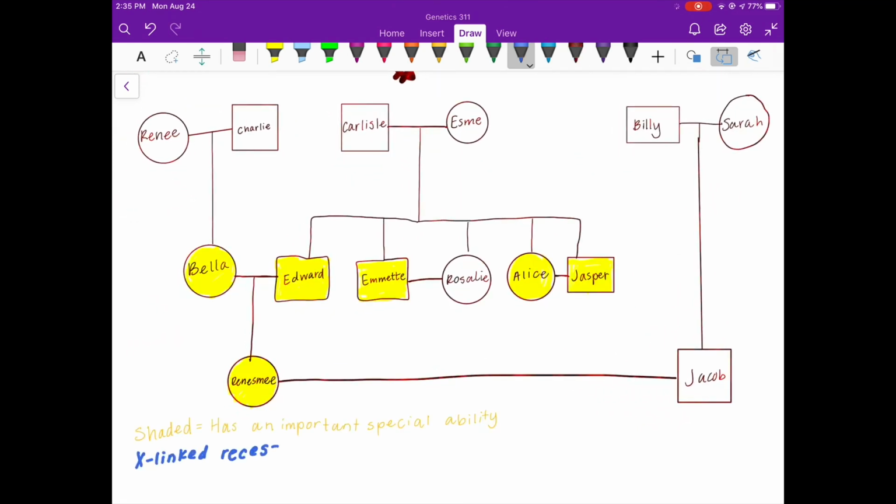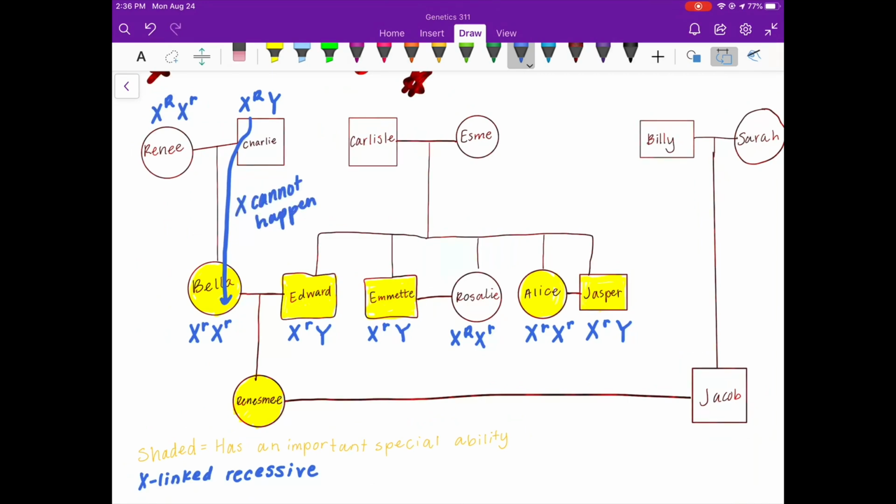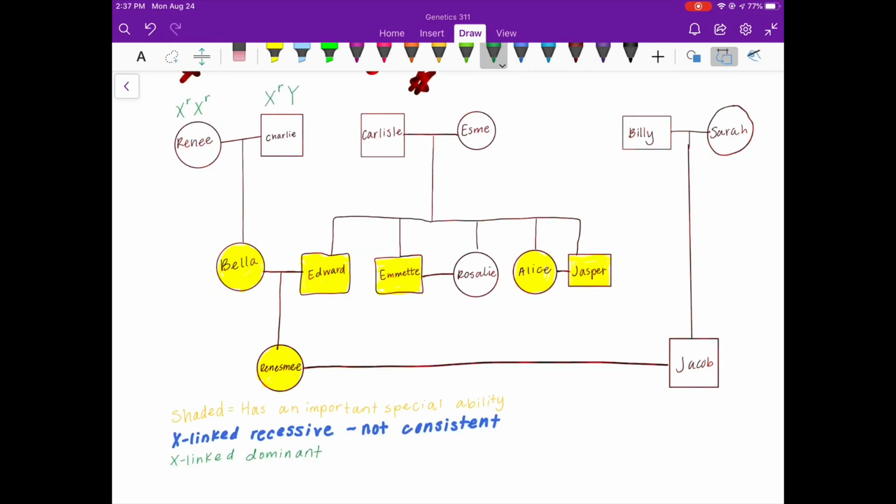Okay, so we're going to look at the shaded individuals who carry the trait, and we're going to see if it's X-linked recessive. The shaded individuals have the recessive allele, and just by looking at Bella's parents, they both have the dominant alleles, and they cannot both give 2 recessive alleles to Bella, which means this cannot happen. Now we're going to be looking at X-linked dominant, and we can see that just from looking at Bella, she has that dominant allele and neither of her parents do, so this cannot happen either.